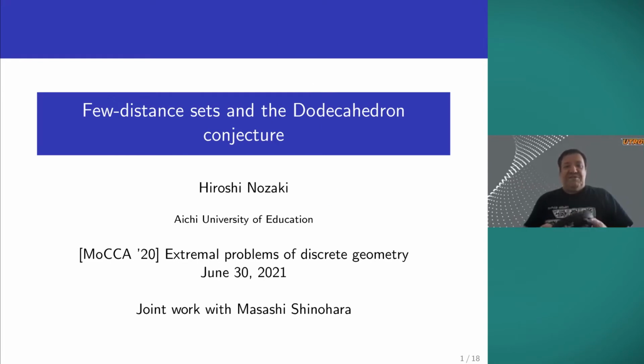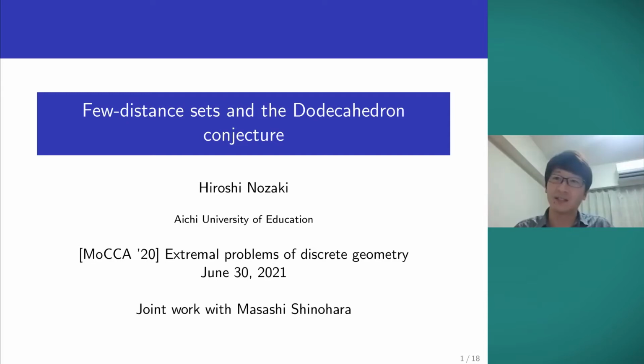Today, we have a session, example problem of discrete geometry, and our first two speakers from Japan. These are our old friends. Hiroshi Nozaki starts the first talk, few distance sets and the dodecahedron conjecture. Please start. You have 30 minutes.